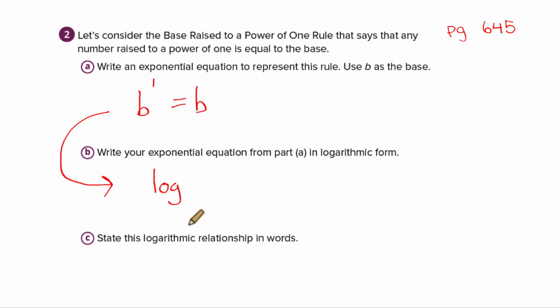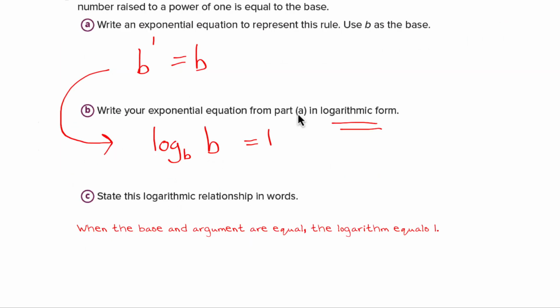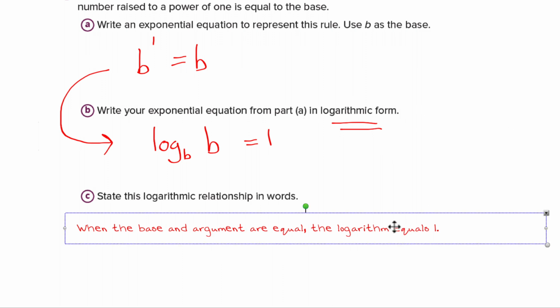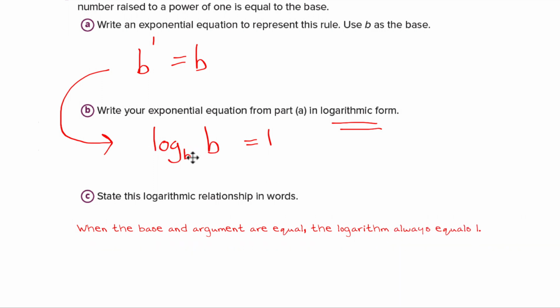So if I write it in logarithmic form here, we have log, what's the base? B. Okay. What's the exponent? 1. So I always set it equal to 1. And then the argument here is b. So log base b of b equals 1. That is our logarithmic form of the exponential equation, which is basically the base raised to the power of 1 rule. All right, so saying this relationship in words, when the base and argument are equal, then the logarithm will always equal 1. It always equals 1 if the base and the argument are the same. Easy enough.